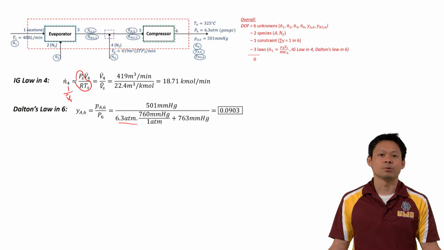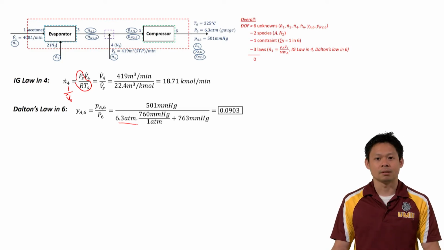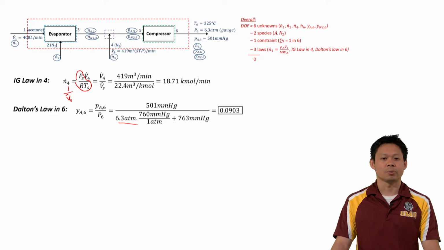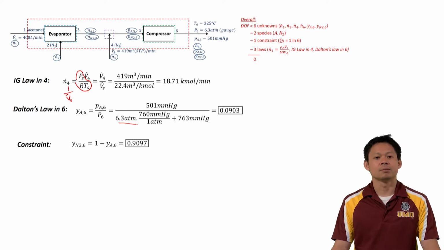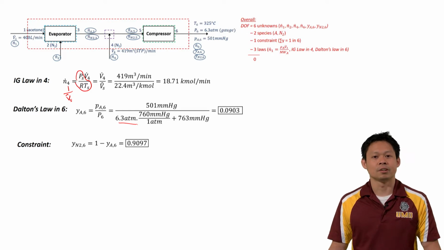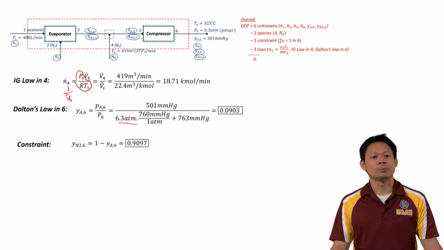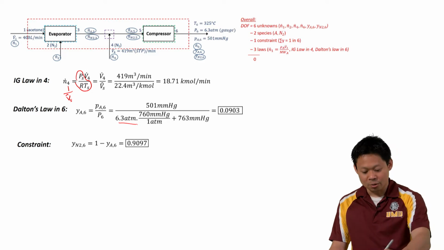and that's actually one of the unknowns that we need, right? One of the variables that we are asked to calculate in this question. So now we can use the constraint and take 1 minus the mole fraction of acetone, get our other variable that we need. All right, so now we have solved for 3 different unknowns by using our Dalton's law, ideal gas law, and our constraint.